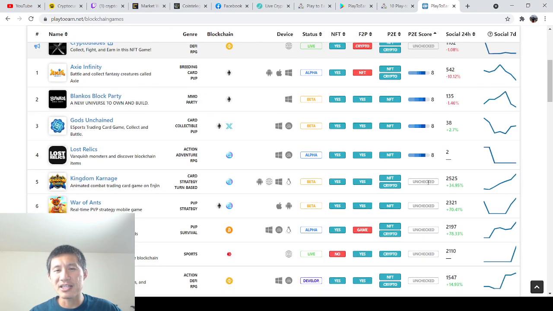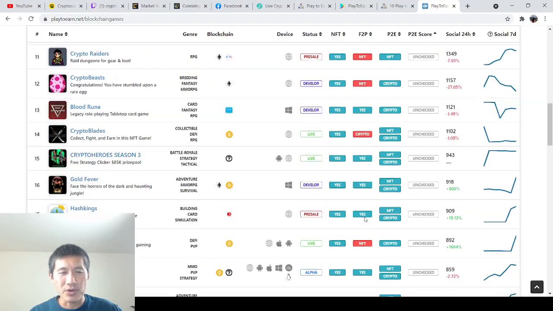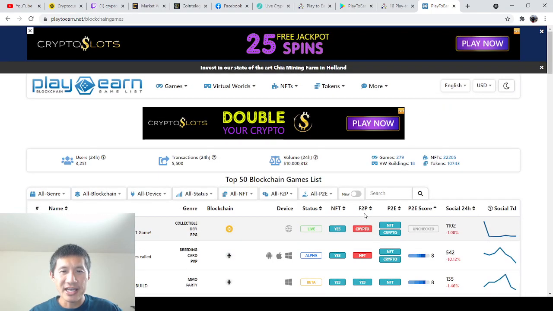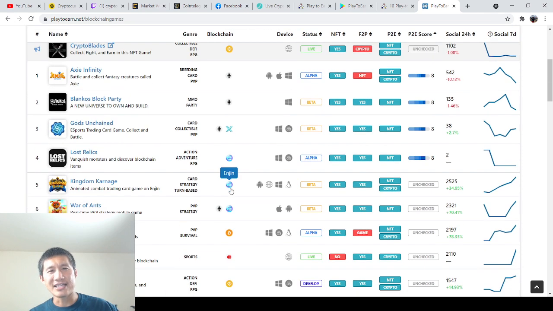So the thing is, they have all these features. They list what all these things are actually about, and they have the top 50 blockchain games list. Now, Crypto Blades is crypto, Axie Infinity is NFT, free to play and stuff like that, P2E, NFT. So you want to check some of these out, and I think there's definitely potential, especially since some of these games are in alpha or beta.